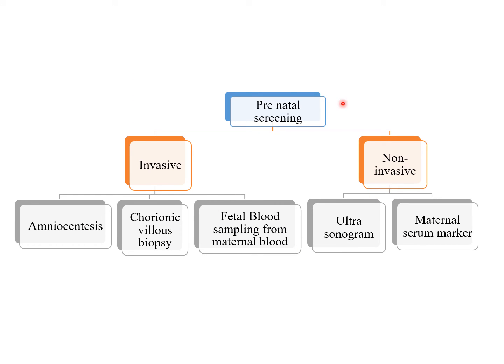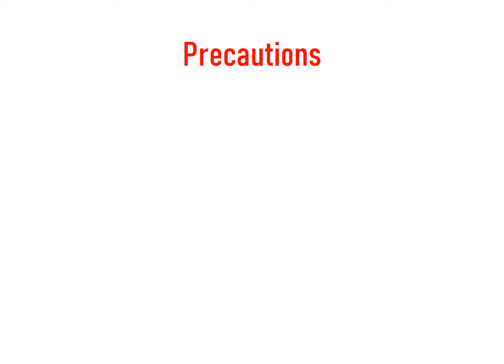Prenatal screening is also of two types, invasive or non-invasive. Invasive involves amniocentesis, chorionic villus biopsy, and fetal blood sampling, while non-invasive involves the ultrasonogram and maternal serum markers. Before performing the prenatal testing, certain precautions must be taken.